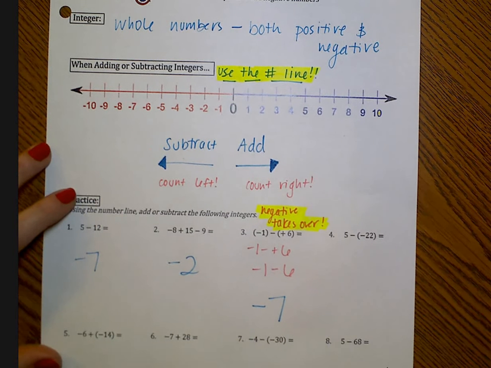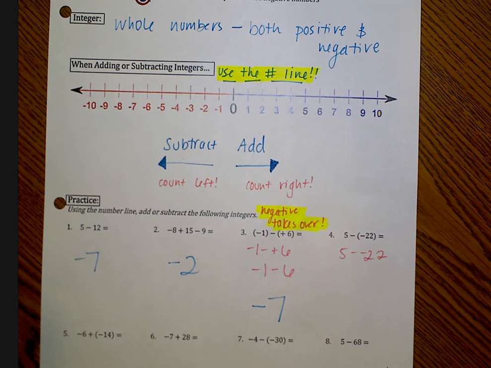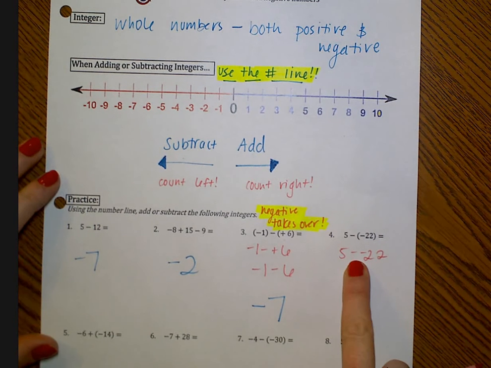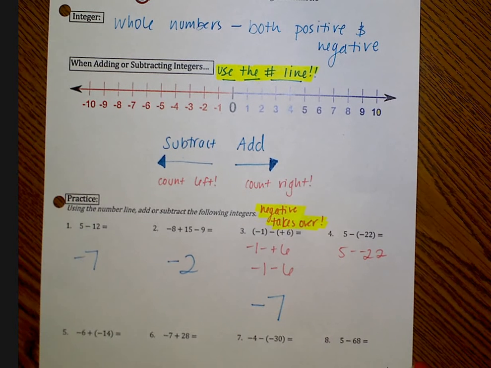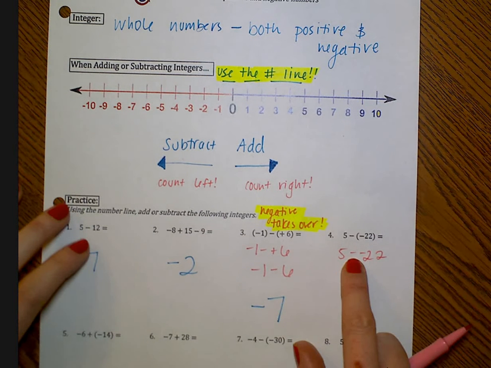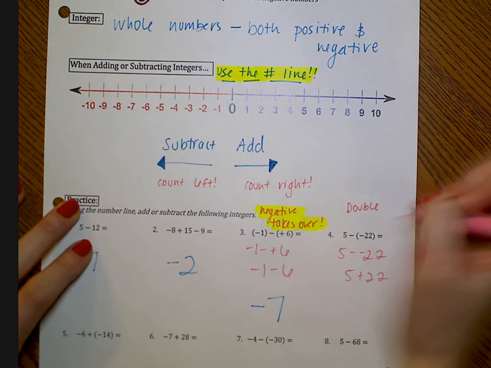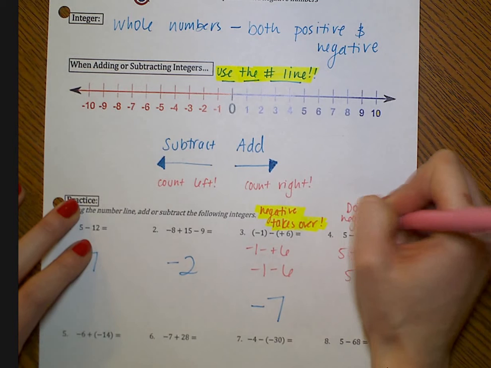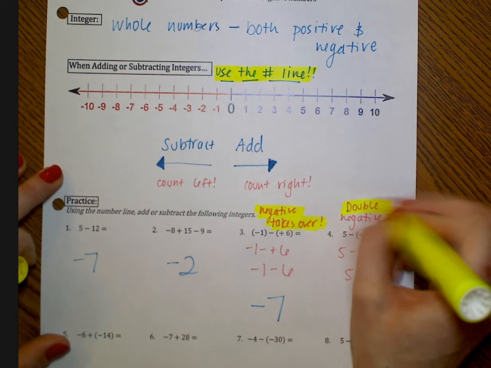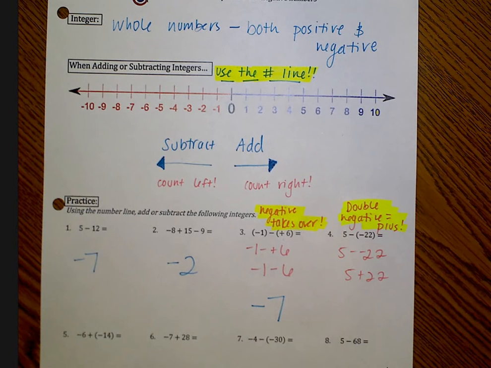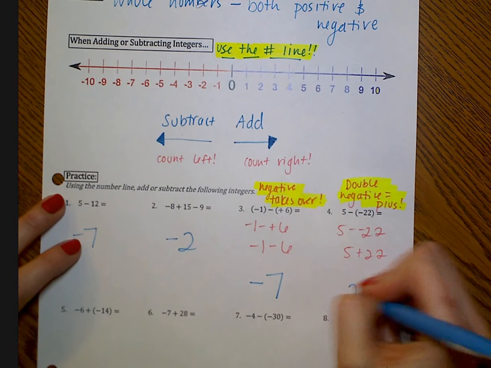Same thing with number 4. I don't like the parentheses. There's really not a need for it. I'm going to rewrite it without it. This time in the middle, it's 2 negatives, not a negative and a plus. If there's 2 negatives, and a lot of you already know this, a double negative just turns into a plus sign. So I'm going to make a note of that too. Double negative equals plus. So if it's all positives, I don't even really need the number line. 5 plus 22 is 27.